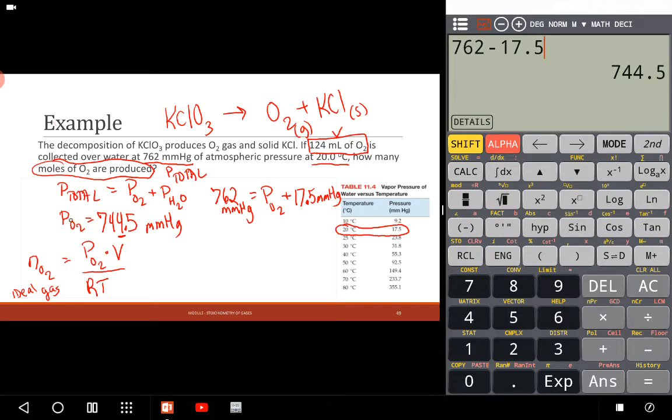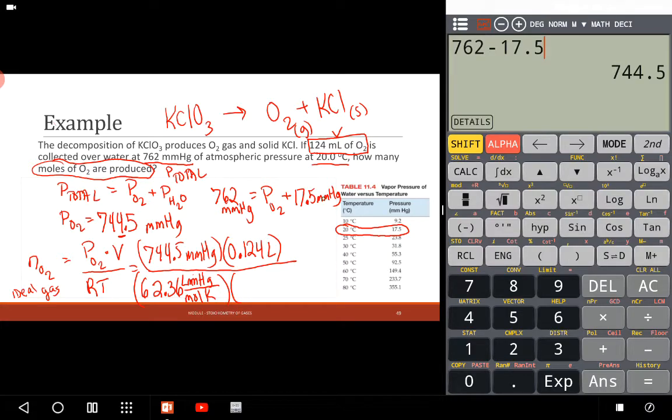And we know that that's my partial pressure of O2, and that's my moles of O2. So that is 744.5 millimeters of mercury. And then my volume is 124 milliliters, and so that's 0.124 liters. And then for my R, I'm going to use the torr value, which is 62.36 liter, and then since the torr is a millimeter of mercury, I'm just going to write millimeters of mercury per mole Kelvin.